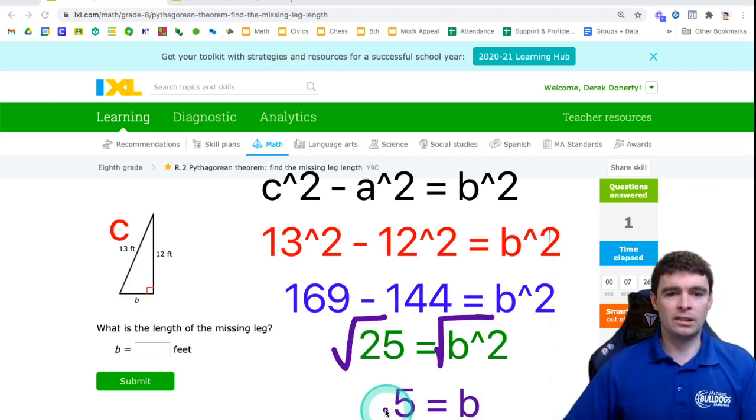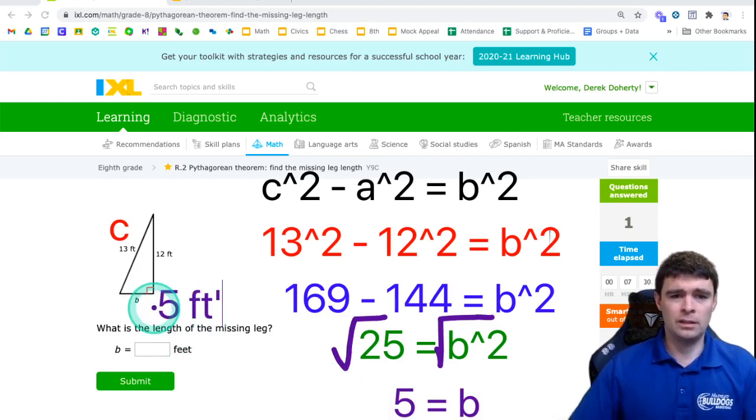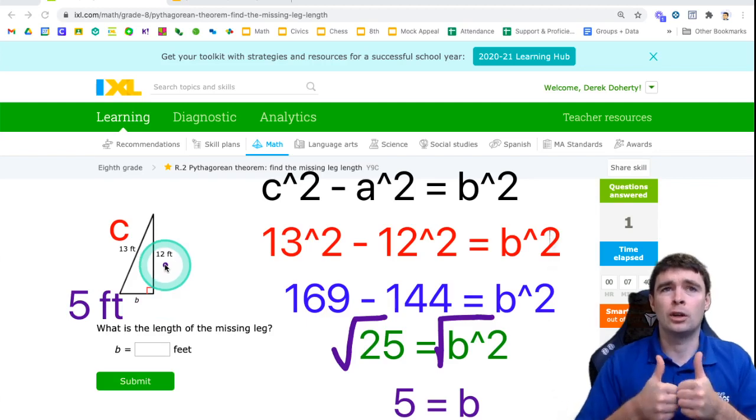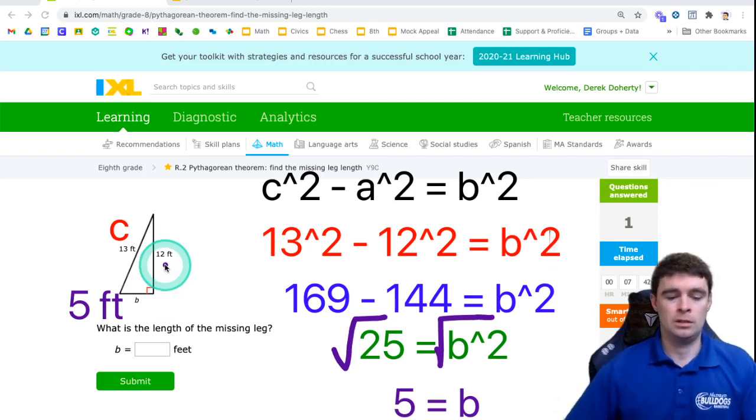So there's our final answer for this one, 5 feet. I could put the 5 right here on b, 5 feet, just to do some mental math, some common sense checking. Does this make sense? Yeah, 5 feet, 12 feet for the height there, a little more than twice as big. That seems good when I look at that picture.